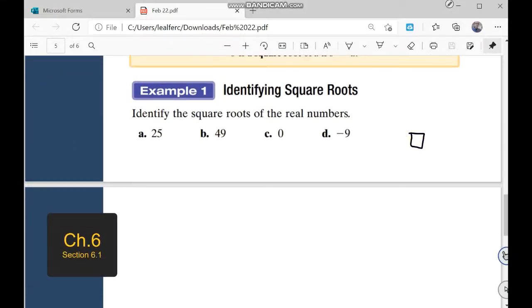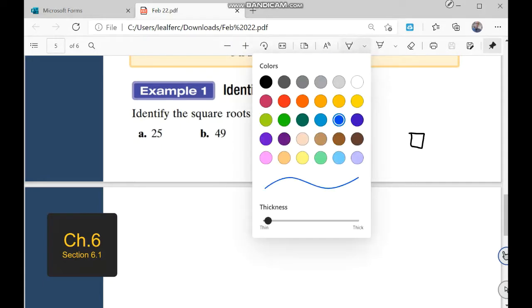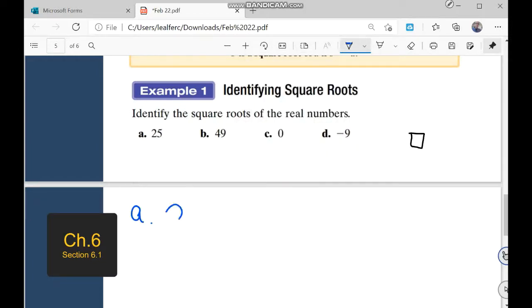What are the square roots of 25? So, letter A, square root of 25. What are the square roots of 25? I need someone to answer me. Let me select someone that knows what the square roots of 25 are.